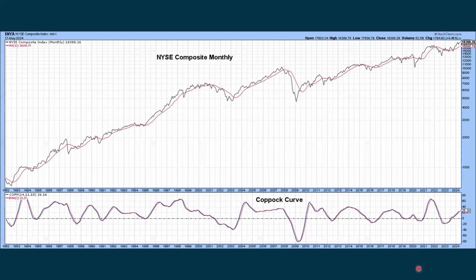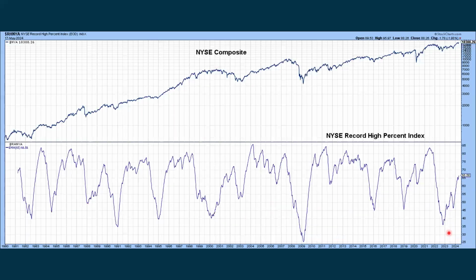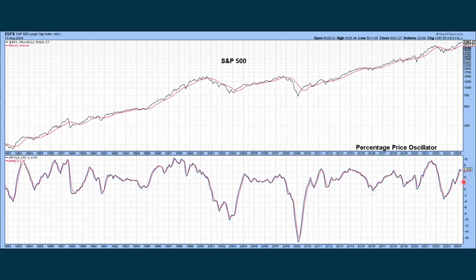Then we have some long-term secular and cyclical chart studies. This is a monthly chart of the NYSE where we're coming back and setting all-time highs, and we're above the moving average. So that's looking quite positive. We use the Coppock curve to measure momentum, and that is still looking positive on a longer-term basis. And this is a broad market measure. We look at a daily chart of the NYSE, and then the NYSE Record High Percent Index, that's continuing to go up as well. So shorter term on a daily chart and longer term on a monthly chart, we're still looking good there.